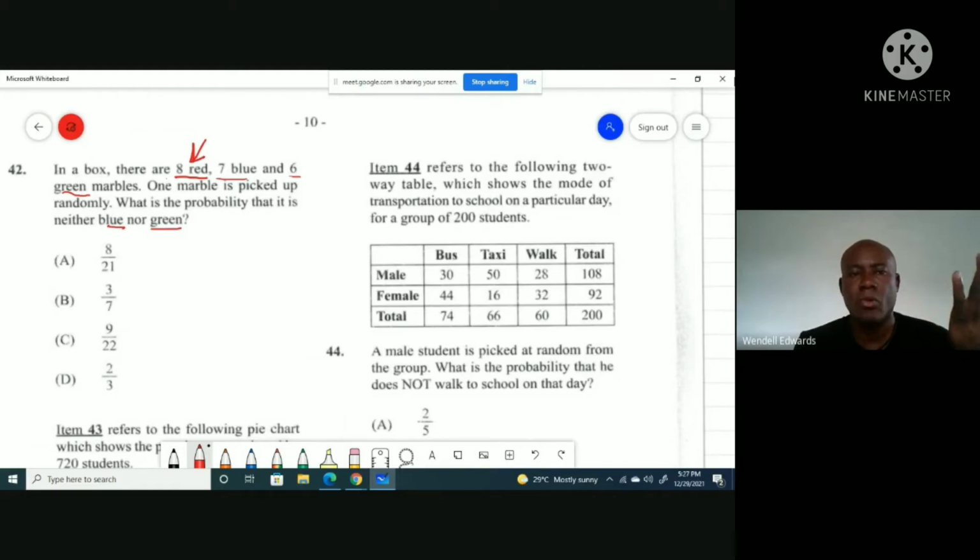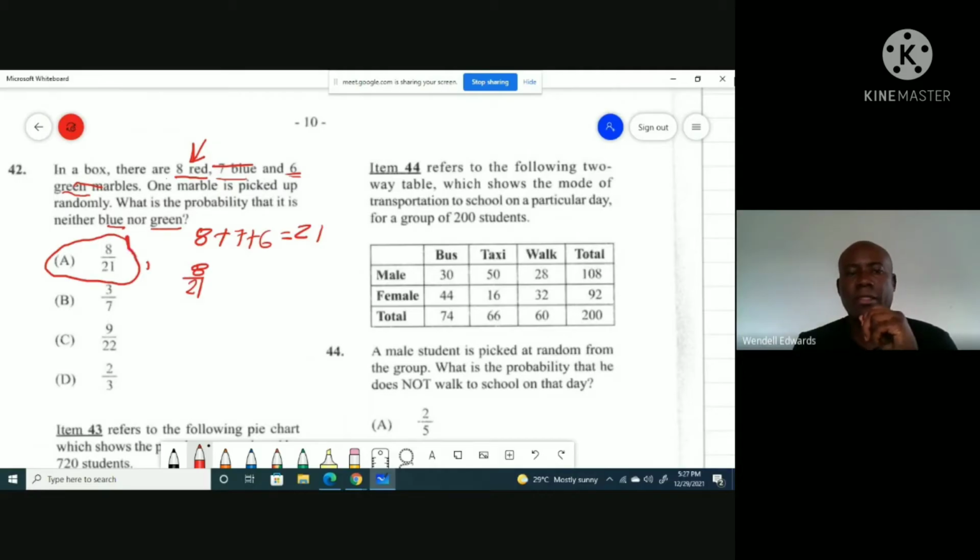So what's our total number of marbles? Our total is 8 plus 7 plus 6. 15 and 6 will give us 21, or 13 and 8 is 21. So out of 21 marbles, we want to pick the red, which is 8 out of 21, because we don't want to pick the blue or the green. So we don't want to pick these 7, we don't want to pick that 6. So we're left with 8 out of that 21. So that would be the red ones.